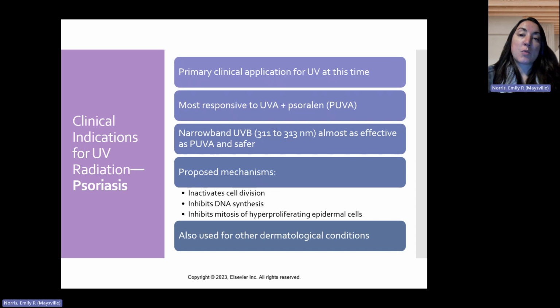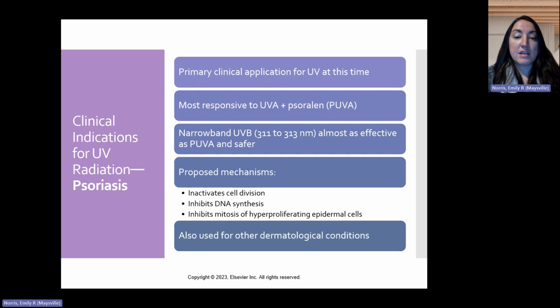Some of the indications, so psoriasis is one of the primary ways that UV is used currently, the most common way. So it's most responsive to UVA and psoralen, which is abbreviated PUVA. So you put them together. So psoralen you can put on topically and ingest, take through like a pill form to help with the effectiveness of the UV on psoriasis. So narrowband UVB is almost as effective as that combination, and it's safer.